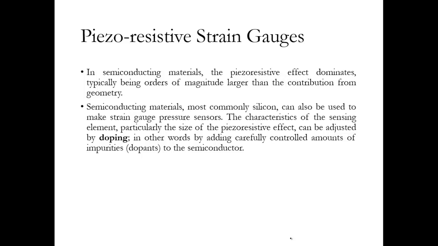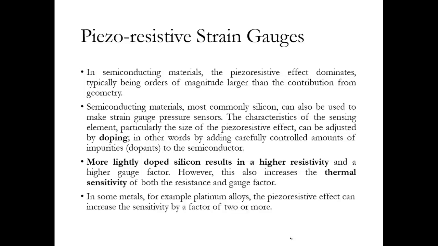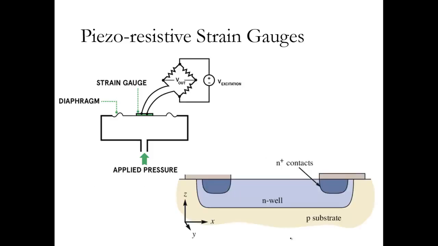The characteristics can be adjusted by changing the doping levels. You can have higher doping or lower doping, of P and N type, by carefully controlling the amount of impurities added to the semiconductor. More lightly doped silicon results in higher resistivity and a higher gauge factor. However, the only disadvantage is that it increases the thermal sensitivity of both the resistance and the gauge factor. But in some metals like platinum alloys, the piezoresistive effect can increase the sensitivity by a factor of 2 or more. This is how it looks.